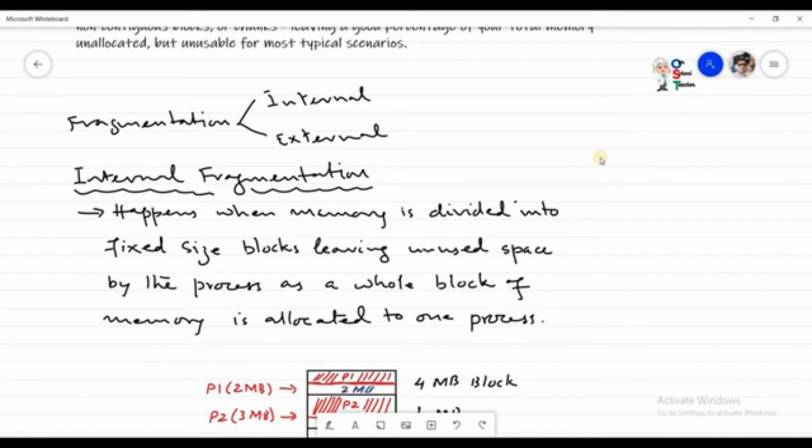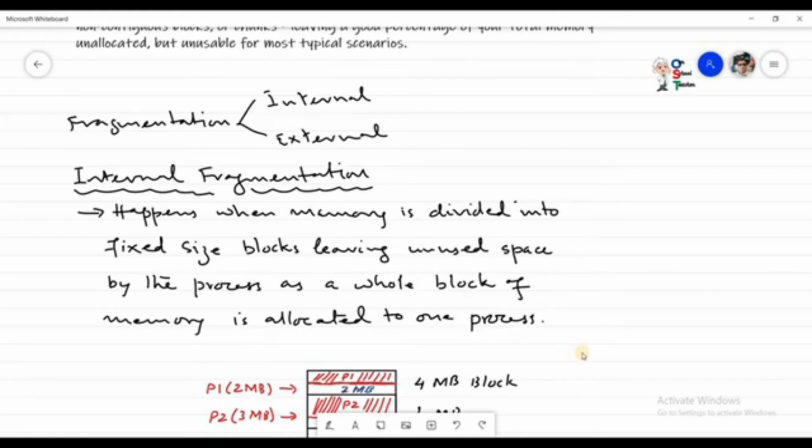What is internal fragmentation? It happens when memory is divided into fixed size blocks, leaving unused space by the process, as a whole block of memory is allocated to one process. Because when the memory is divided into a number of blocks, and all the blocks are of fixed size, the processes which are being stored in the memory blocks are of different sizes, and one block has been reserved for one process.